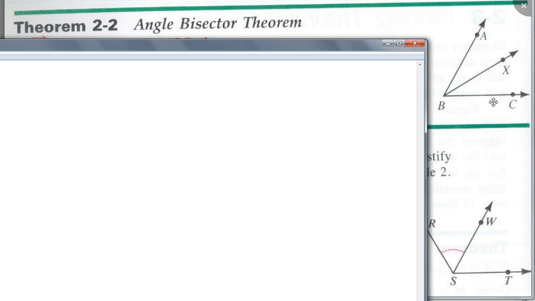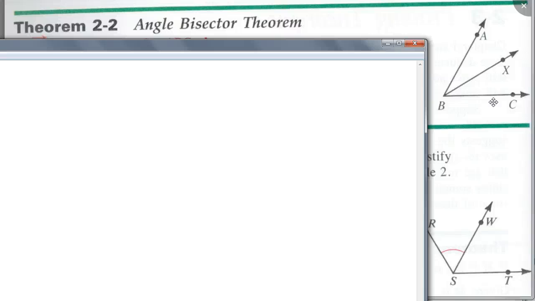Like I said, it is similar to the midpoint theorem. Samantha, what do you think? I think it's going to say that if ABX is the bisector of angle ABC, then angle ABX is equal to half of angle ABC.